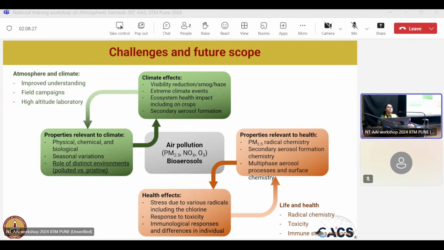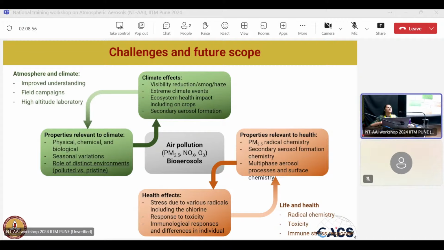It's a very basic question. Are these bioaerosols acting as CCN, or are they just absorbing the energy and giving rise to the situation? What is the question? I can't hear. Yes. Are these bioaerosols acting as CCN, or are they just absorbing the energy and then giving rise to the situation?